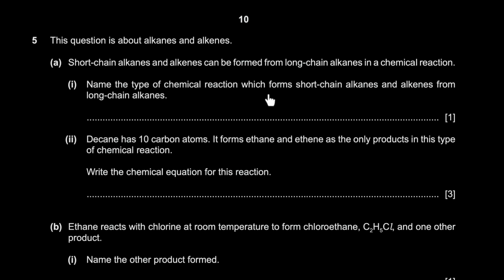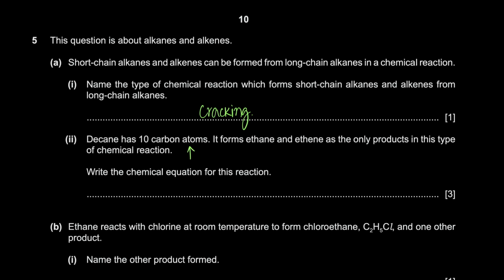Name the type of chemical reaction which forms short chain alkanes and alkenes from long chain alkanes. Sounds like you're breaking them down. So breaking down of long chains to smaller chains. I think that's called cracking, last time I checked. Write the chemical equation for the reaction.